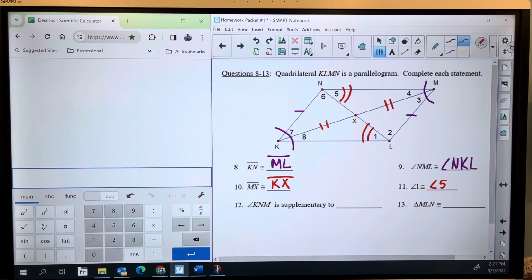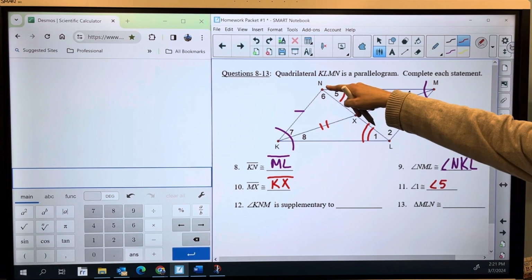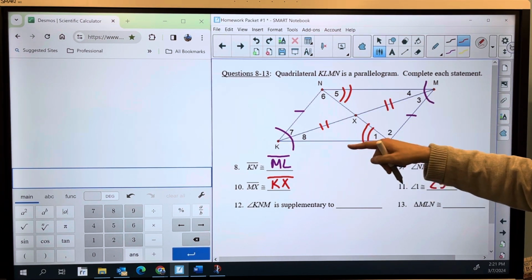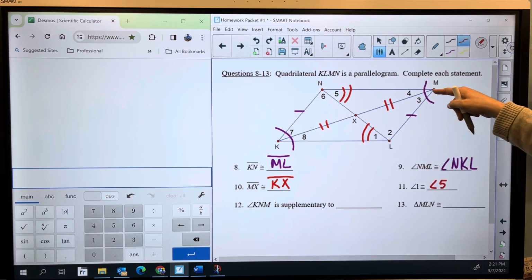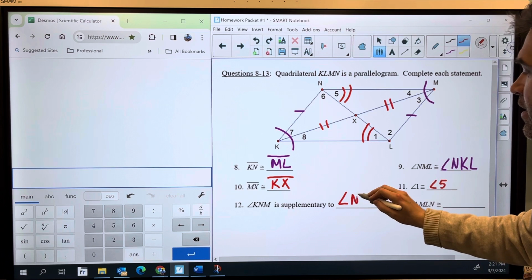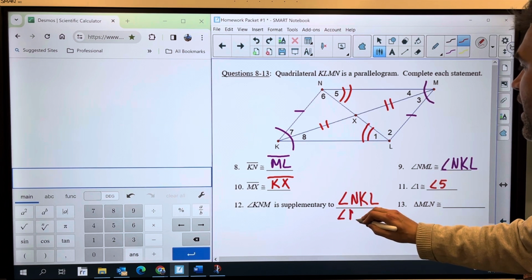KNM, now no fancy marks for this one, but KNM, that angle right up there is supplementary to, and you've got 2 choices here. We could talk about angle NKL, or this angle up here, NML. So I'm going to go angle NKL because those consecutive angles are supplementary. So we can talk about NKL or we can talk about angle NML.